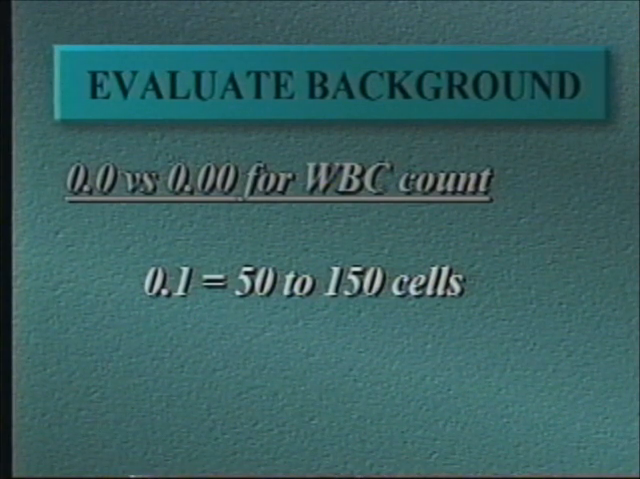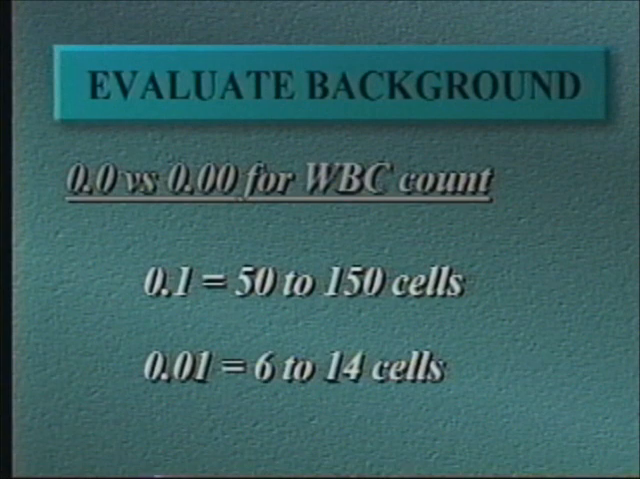If your analyzer reports 0.00 for a background, you can be pretty sure you have less than 5 or 6 particles. So at a count of 0.01, you may have 6 to 14 particles, which will have little effect even on low cell count fluids.